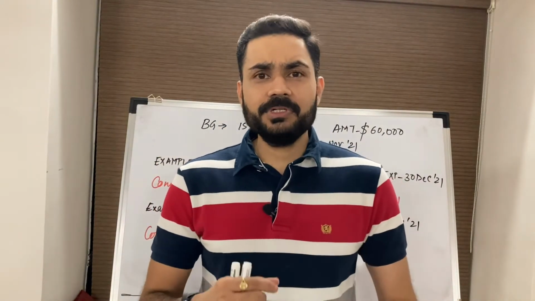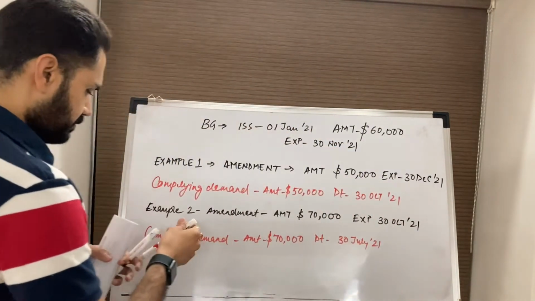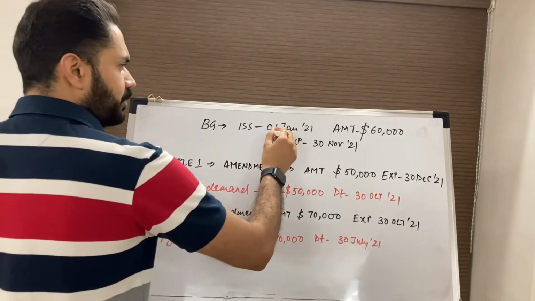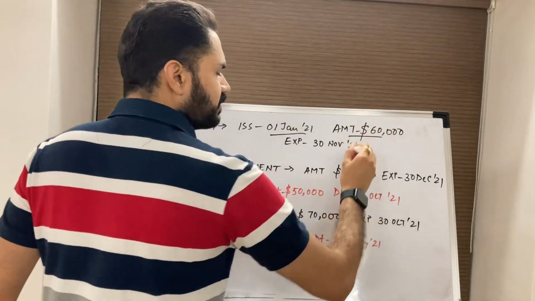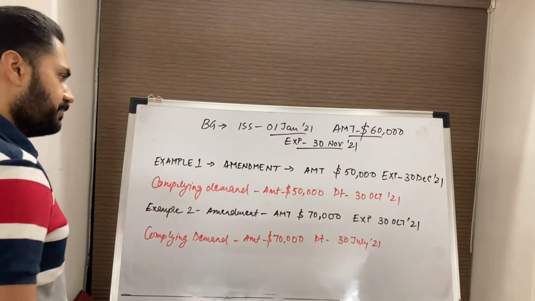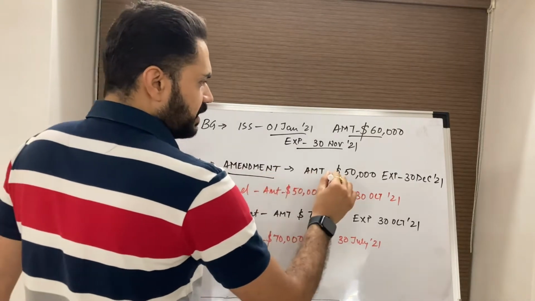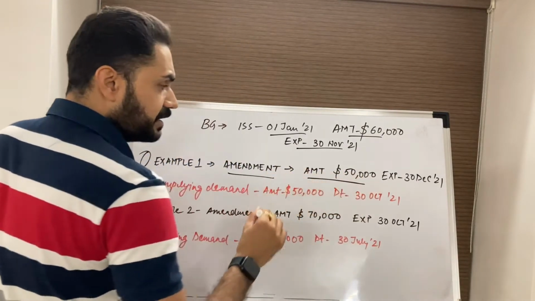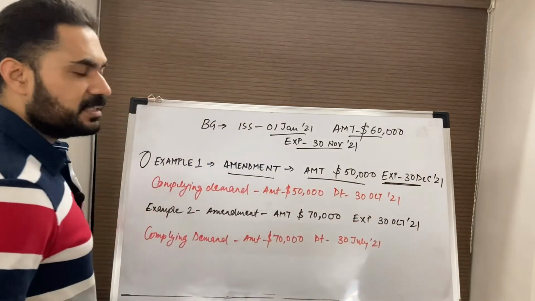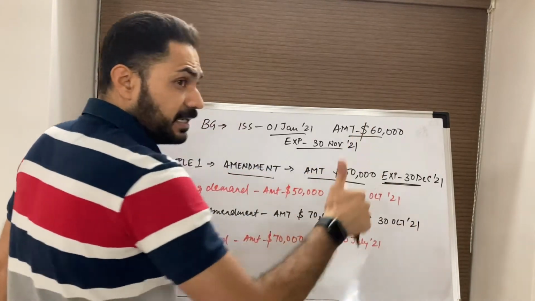The next points in this article, let's try to understand with an example. So we have a guarantee which is issued on 1st Jan 2021. The amount of the issued BG was $60,000. Expiry date was 30th November 2021. Example 1. Amendment was issued wherein the amount was reduced to 50,000. Expiry was increased to 30th December 2021. Okay. Amount is reduced, expiry is extended.